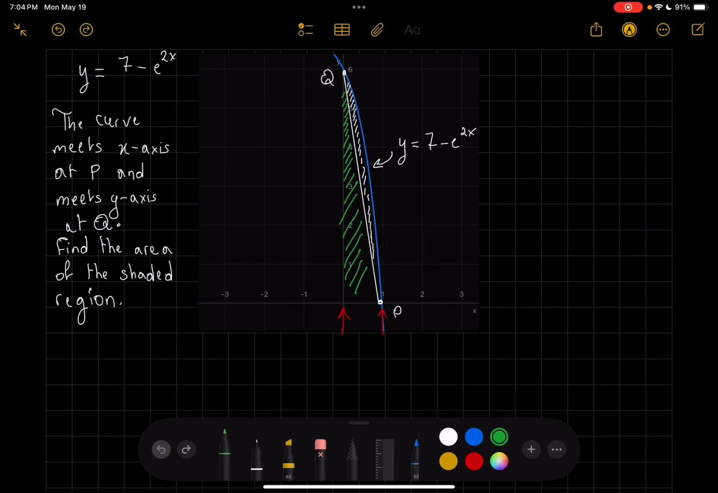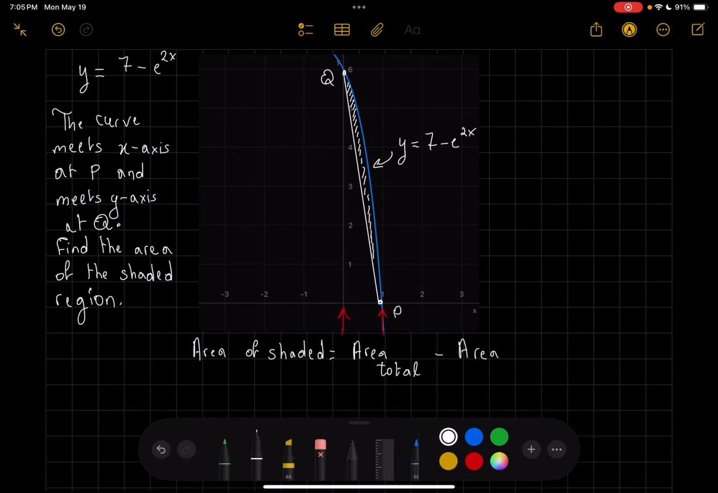So the area of the shaded region, we're going to put this as a rule in this case. Basically, the area of the shaded region is going to be the total area minus the area of the triangle. So let's go ahead and find the total area first, because the area of the triangle is going to be very easy. So first things first.